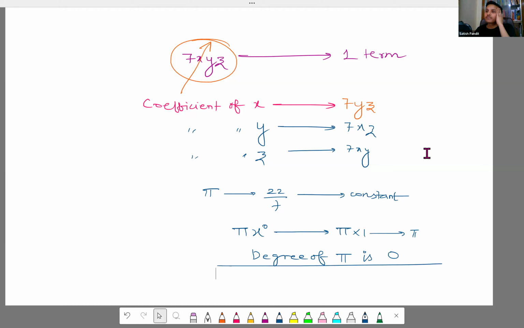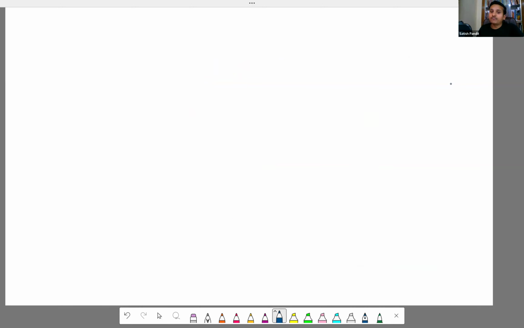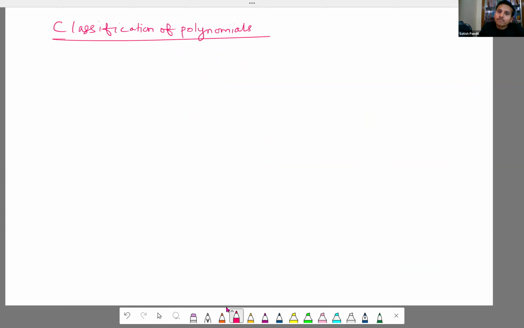Perfect, perfect, perfect. Moving forward. Okay. We are going to classify polynomials. So next is classification of polynomials. Okay. So now we can classify polynomials in two ways.